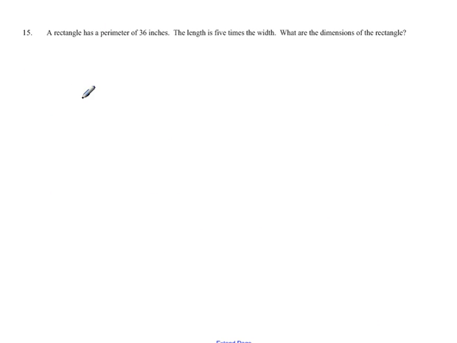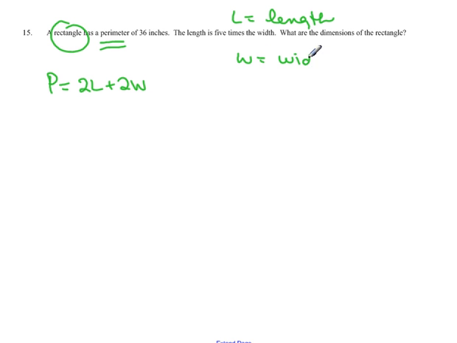Okay, continuing on with word problems, number 15 is a perimeter problem, which means there's some prior knowledge you need to know. It's the rectangle perimeter, so we know that the perimeter formula is the perimeter equals 2L plus 2W. L is going to stand for the length, and W is going to stand for the width. So I'm going to read my sentences here. A rectangle has a perimeter of 36 inches. So the first equation is going to be 2L plus 2W equals 36. I just replaced the P with the 36.